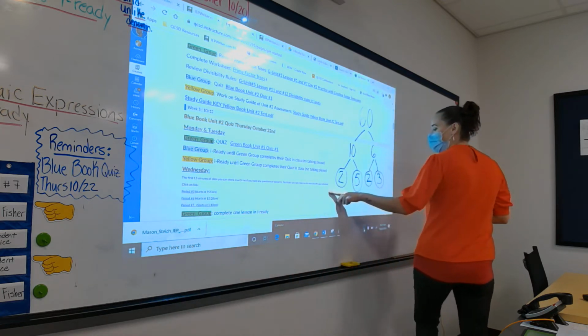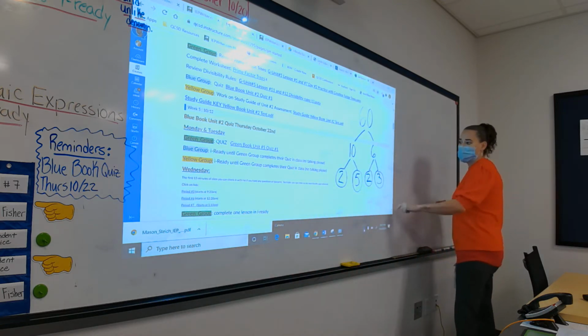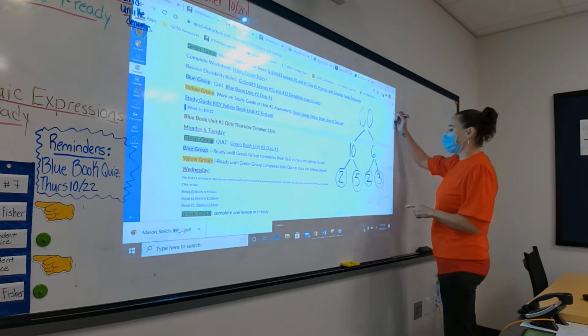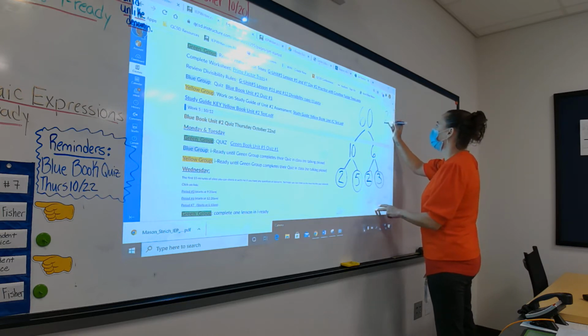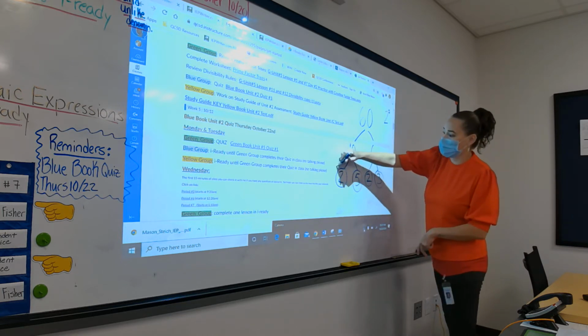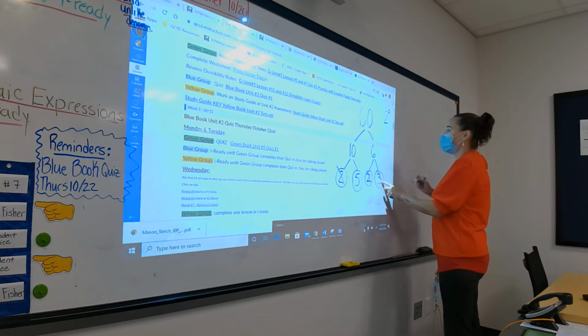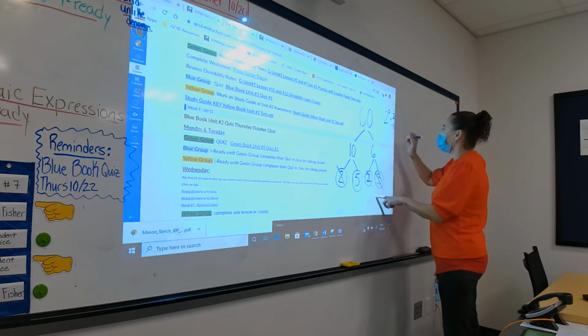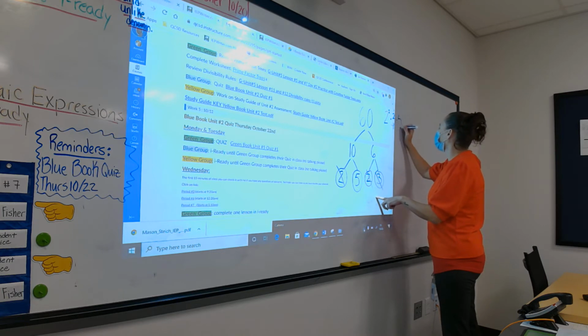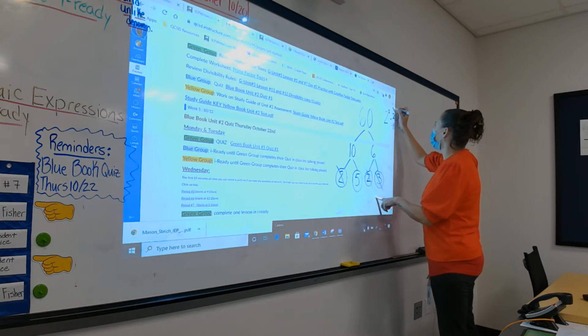So now I see I'm left with only prime numbers, so I'm ready to create my prime factorization. Remember, always smallest to largest, so I have 1, 2 2s, so 2 squared. I can cross it off once I did it, times 1 3, times 1 5. That is your prime factorization.